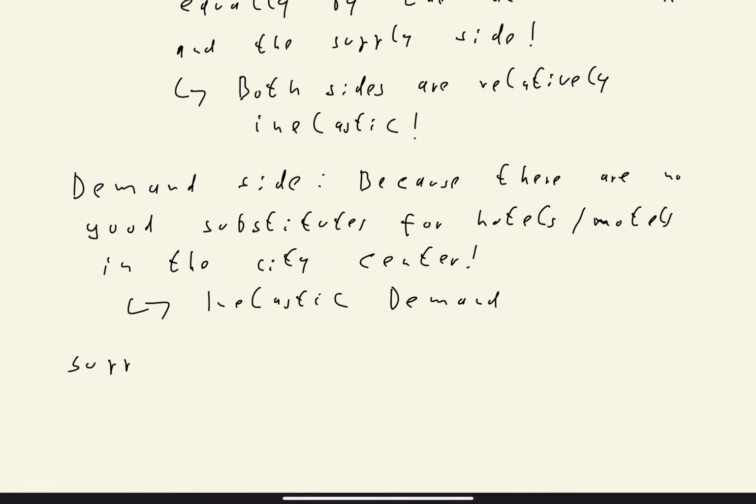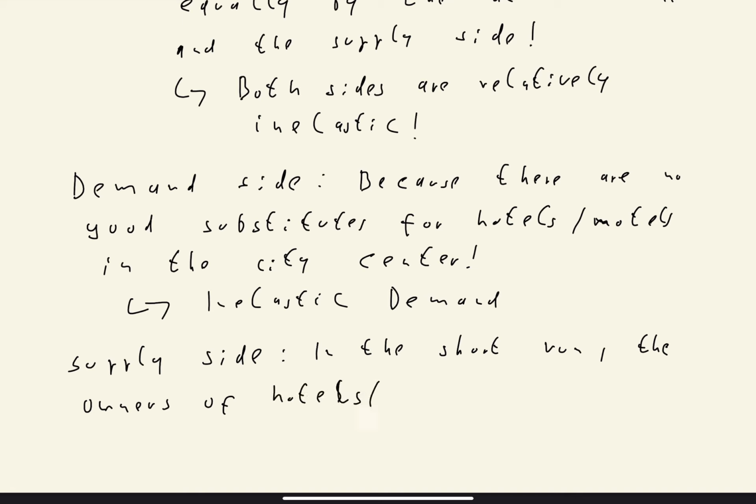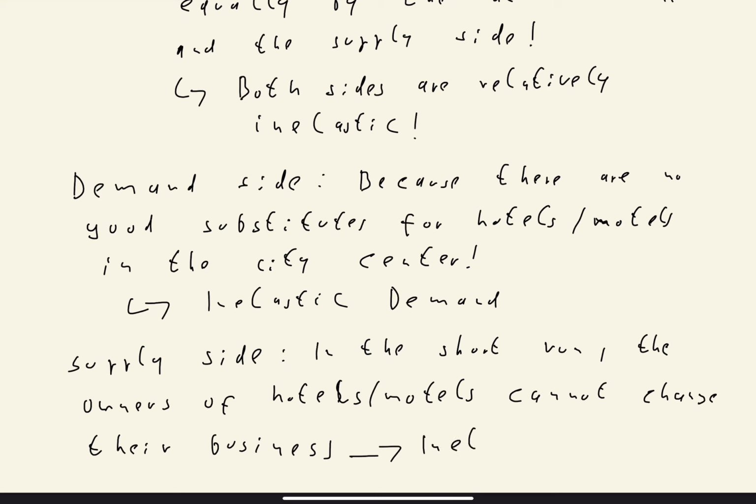and supply side. So in the short run, the owners of hotels and motels cannot change their business. If you consider the short run, if you own a hotel, you cannot simply during 1 month or some months shut down the hotel and open, for instance, a restaurant or a grocery store or something like this. And therefore, the consequence is that we also have inelastic supply.